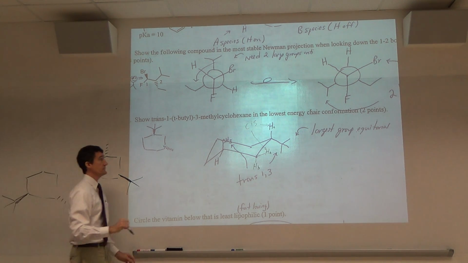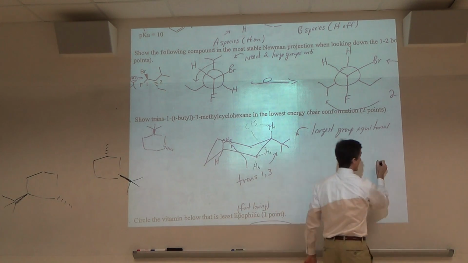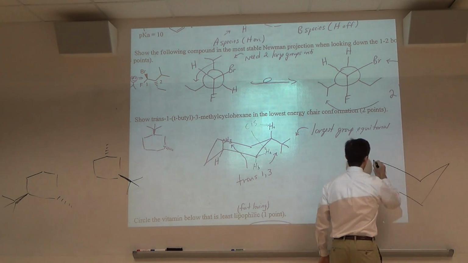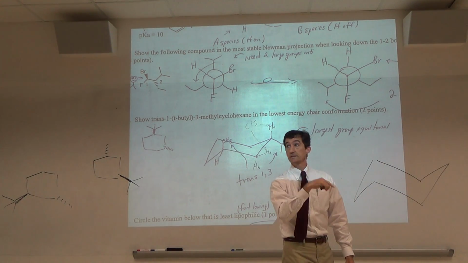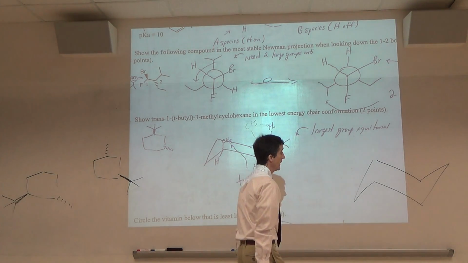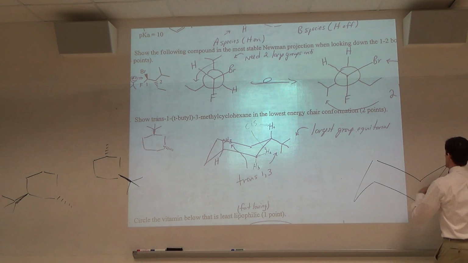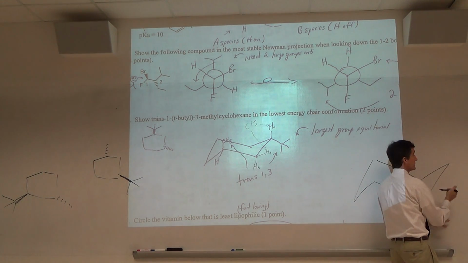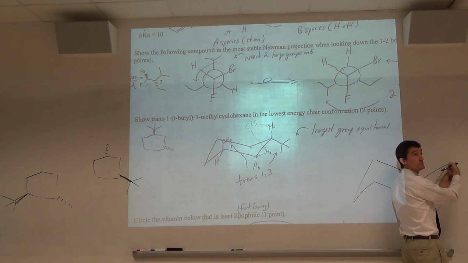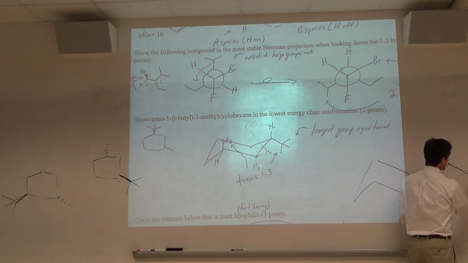So why did I put the T-butyl here? Because this is how I did it. I draw my chair and then I say, I got to put a T-butyl and a methyl. I just like to start right here. Maybe you like to start there. And I want my T-butyl how? So I drew it equatorial.